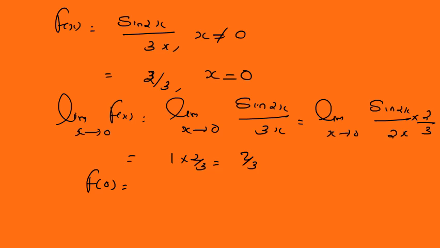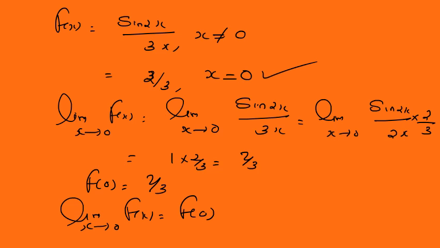What is f of 0? F of 0 means at x is equal to 0. F of 0 is 2 by 3. Therefore, what can you say? Limit x tends to 0 f of x is equal to f of 0. Therefore, f of x is continuous at x is equal to 0.